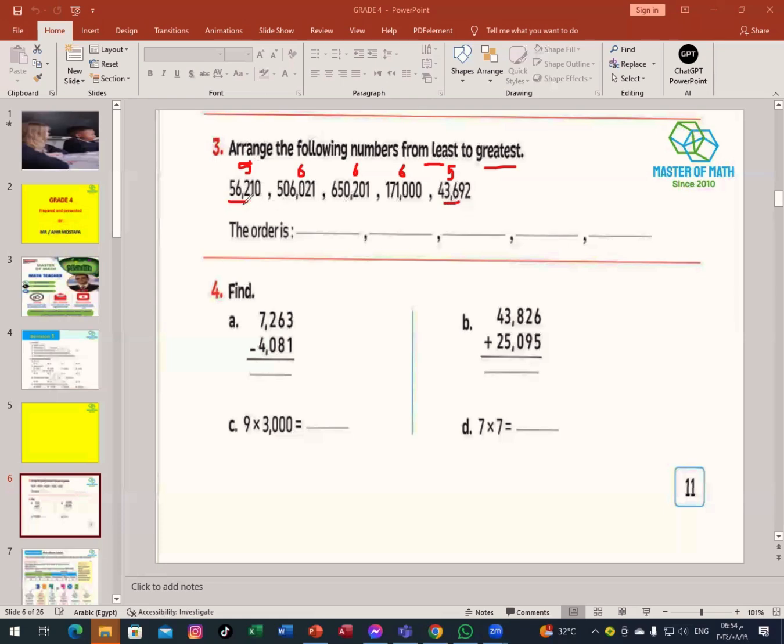Okay, I will compare from the left. This is 4 and this is 5. What is the smallest? Of course, the smallest is 4, not 5. So I will start with 43,692. Okay, and mark it. I will take it first because it has the smallest digits.